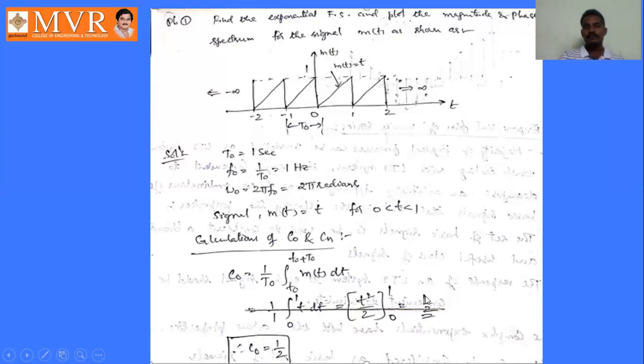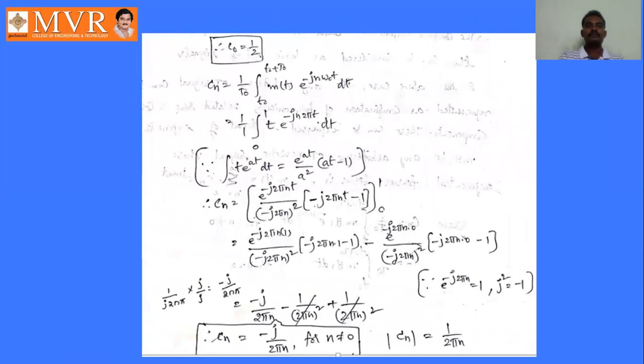After that we have to find the value of cn. How to calculate the cn value? cn is 1 by T naught integral T naught to T naught plus T naught m of t into e power minus j n omega naught t dt. It is 1 by 1, T naught value is 1. Here the limits are 0 to 1. Integral 0 to 1, m of t value is t, e power minus j n omega naught, which is 2 pi, t dt.